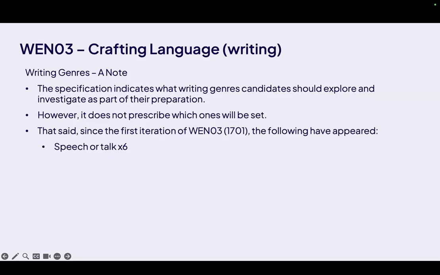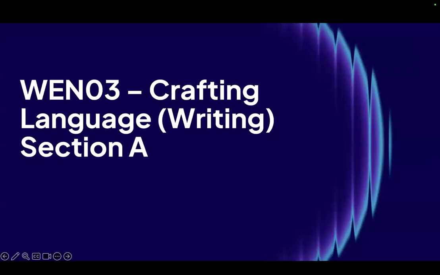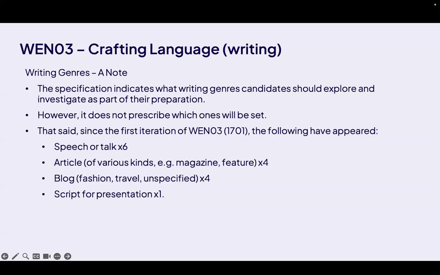Speeches. They've appeared 6 times, speeches and talks, since January 2017. Articles have appeared 4 times. Blogs have appeared 4 times. Scripts have appeared only once. So you can see probably the most popular of all are speeches. However, you cannot afford to just focus on speeches. You have to do all the different text types because they don't know what's going to come up.